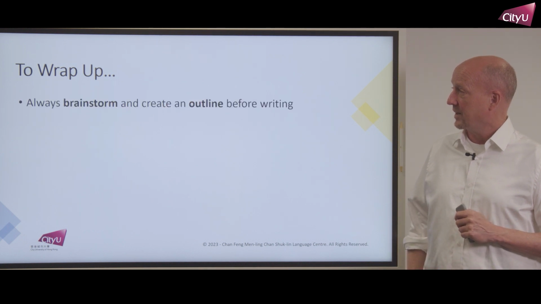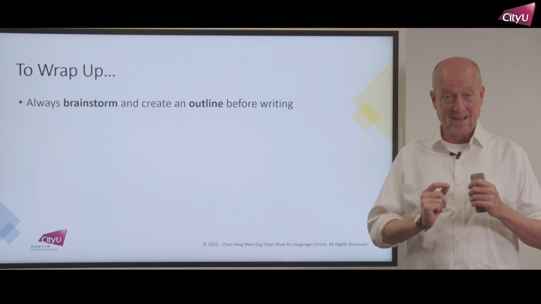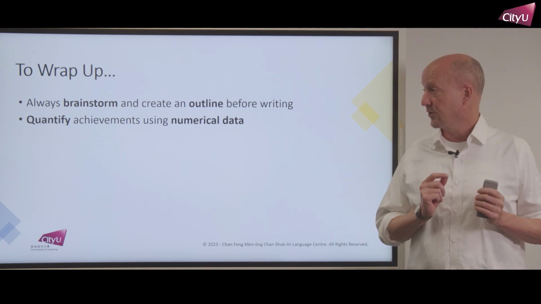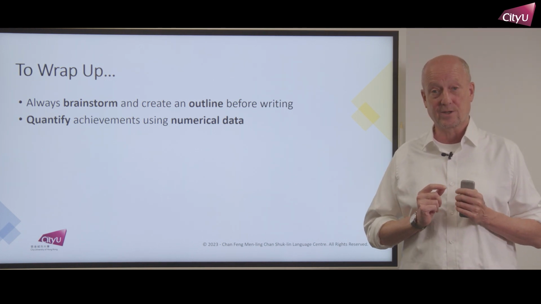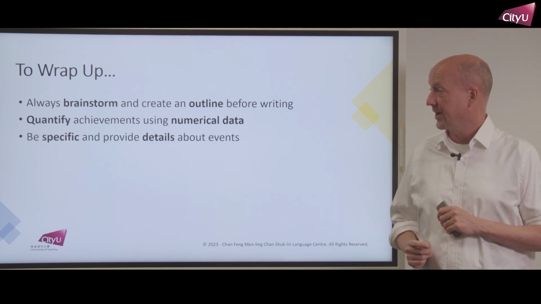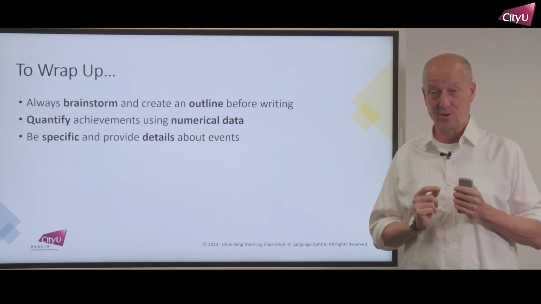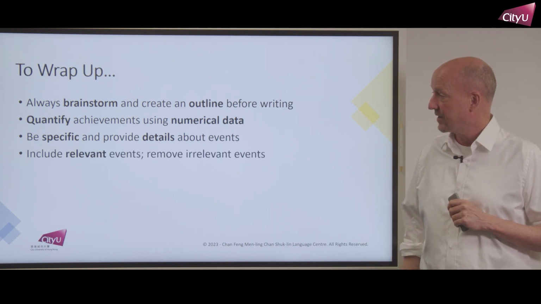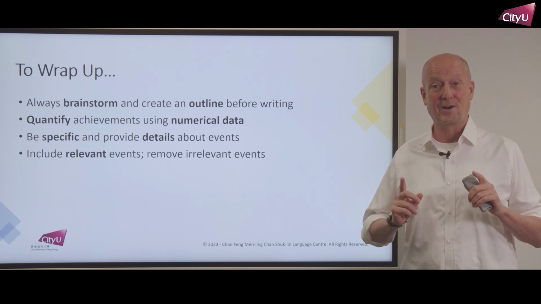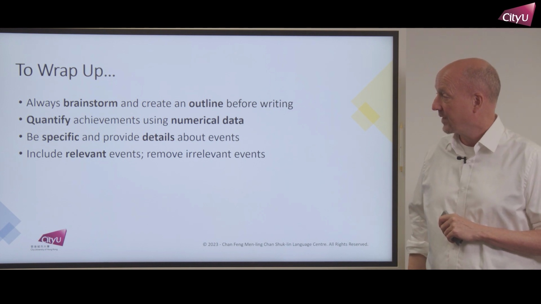So in order to wrap up, let's just go through a few of the things we've already talked about. You should always brainstorm, always make an outline before you write your complete personal statement document. As far as possible, you should quantify your achievements using numerical data, or in some cases it won't be numerical data, but it should be specific detail about you and the things you have achieved and the things that you hope to achieve. Make sure that everything is directly relevant to what the reviewers are going to want to know, what they're going to want to learn about you.